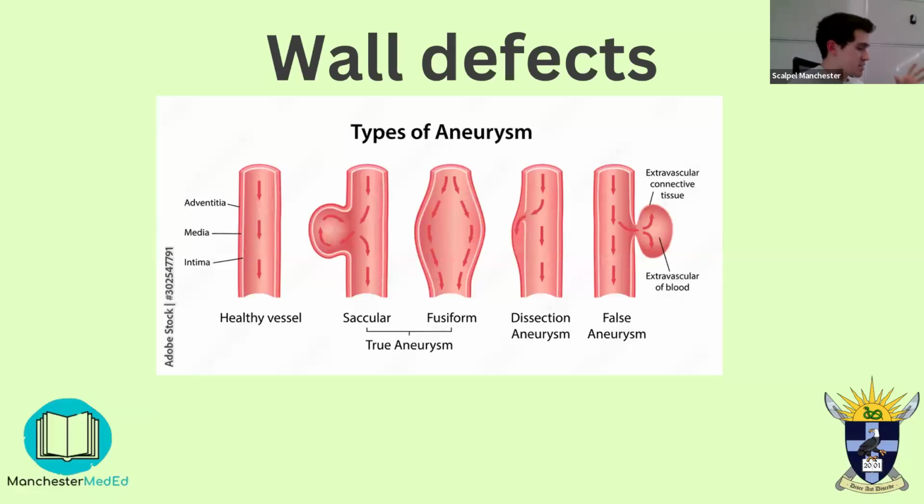And as you can see there, it's a dilation of all three vessel wall layers at the same time. It's essentially a weakening of the wall that causes it to balloon because you get a loss of that rebound elasticity that normally keeps the structure.